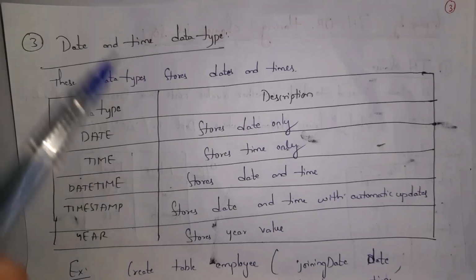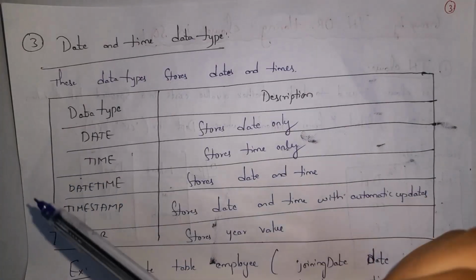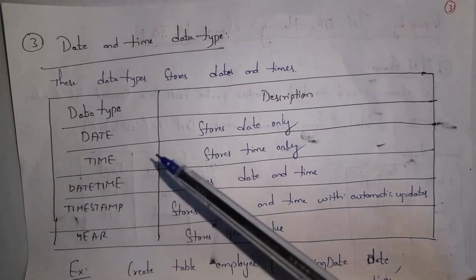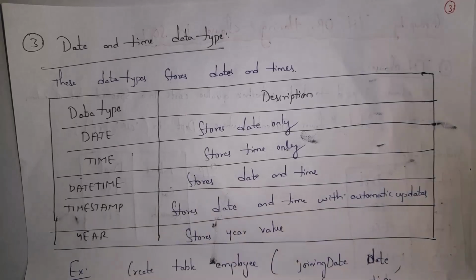And the last one is date and time data type. You can use this data type in order to store dates and times. These are the various data types: first one is date, next is time, next is datetime, next is timestamp, and next is year. Date will store only the date, time will store only the time, and datetime will store both date and time. Whereas by using the timestamp data type, date and time will automatically get updated, and by using the year data type, we can store the year.